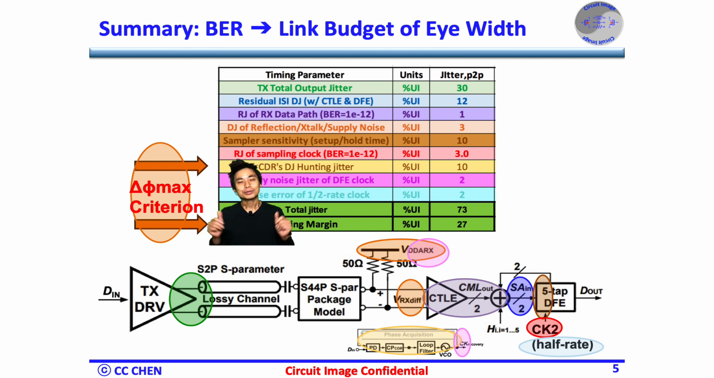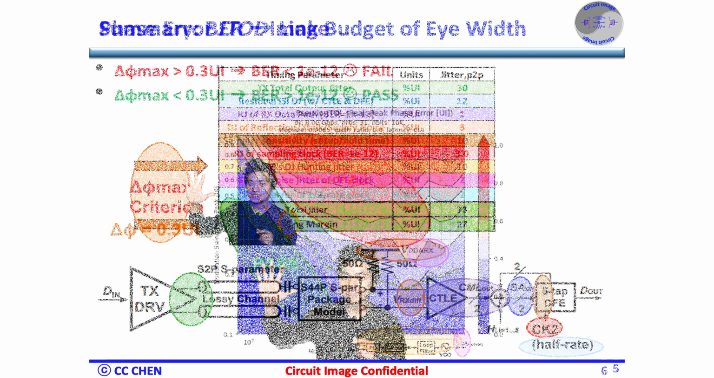Then we could conservatively use the 30% UI, or 0.3 UI, as the tolerable phase error of the clock data recovery (CDR) to still meet the bit error rate of 1e-12. So think about the phase error jitter tolerance image for 5 seconds.